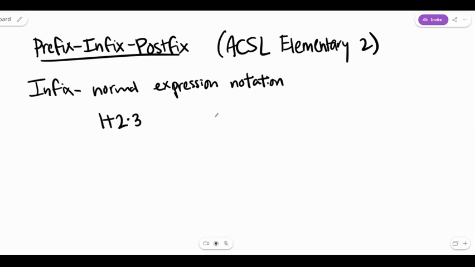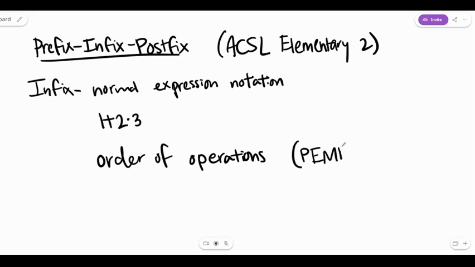When you're using infix, naturally you need to follow the order of operations, which maybe you know by the acronym PEMDAS, like "please excuse my dear Aunt Sally," right? It stands for parentheses, exponents, multiplication, division, and addition and subtraction, where multiplication and division, and addition and subtraction, are on the same level, and you evaluate them from left to right.